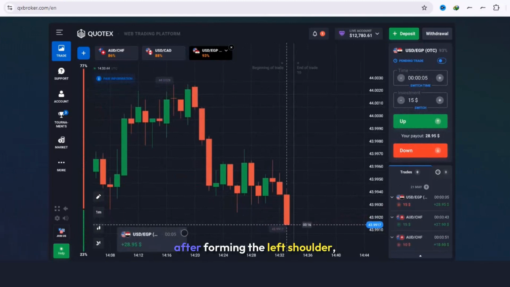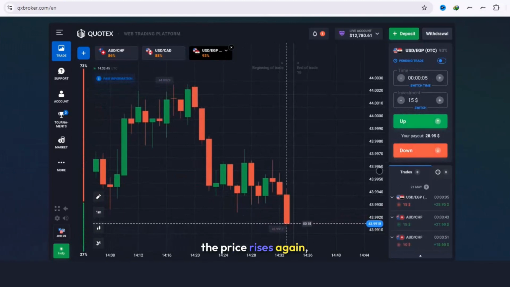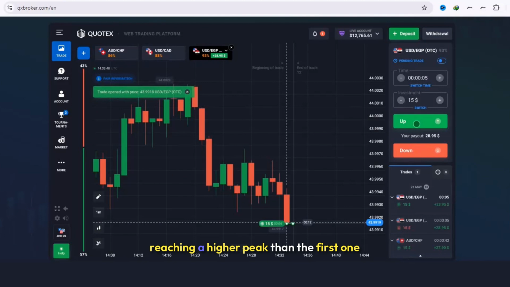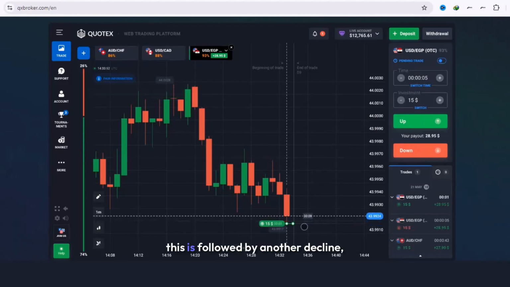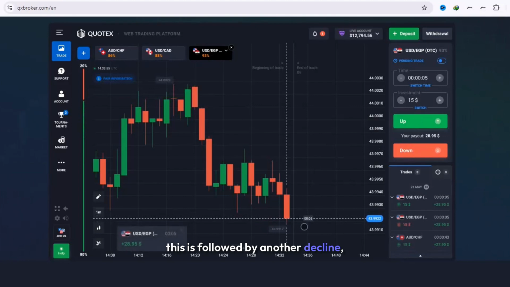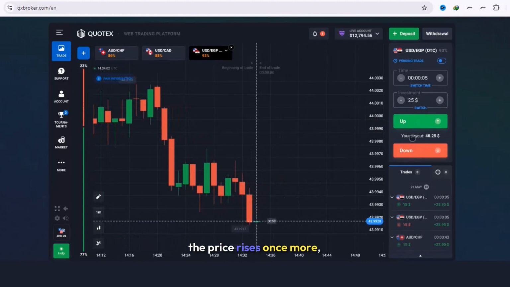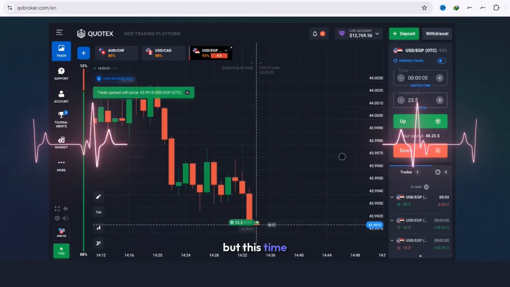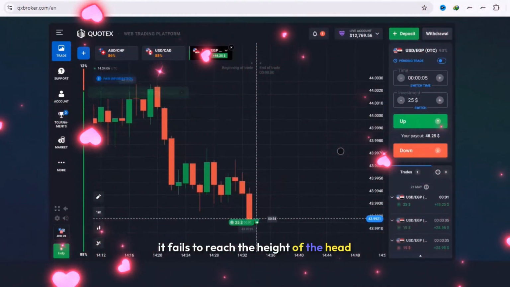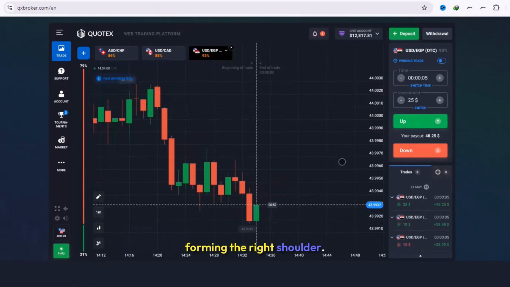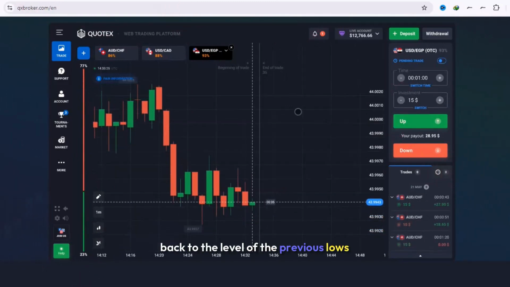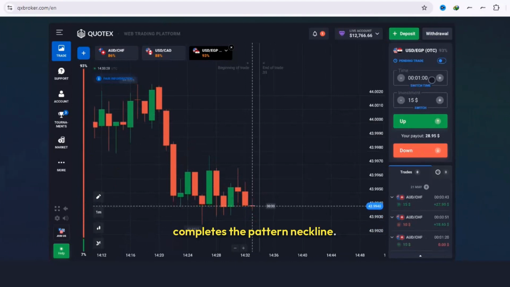Head. After forming the left shoulder, the price rises again, reaching a higher peak than the first one, forming the head. This is followed by another decline, typically to the level of the previous low. Right shoulder. The price rises once more, but this time it fails to reach the height of the head, forming the right shoulder. The subsequent decline back to the level of the previous lows completes the pattern.